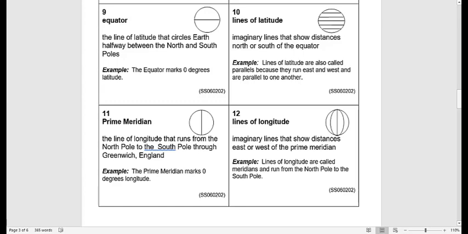And again, stemming from that, we have lines of longitude, which is word card number 12. These are imaginary lines that show distances east or west of the prime meridian. So these lines run vertical on our globe, right? And they're measuring distances east and west of the prime meridian. An example would be lines of longitude are called meridians and run from the North Pole to the South Pole. Here's the catch, guys, right? Lines of latitude, parallel lines, they never intersect, okay? Where our longitude lines are going to intersect at the north and south poles. So we can't call them parallels because they actually do intersect at the poles.